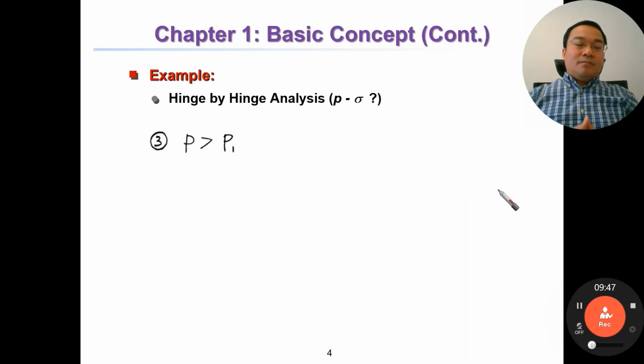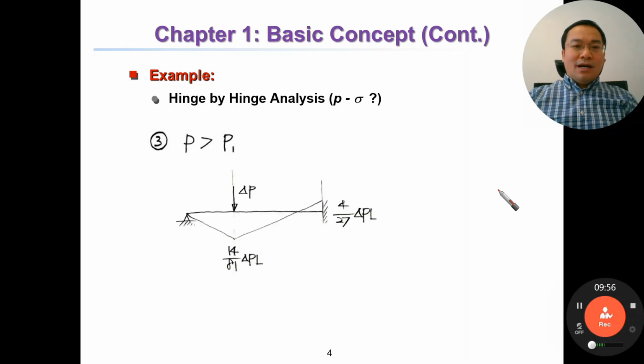Next step, when P is increased beyond P1. Now we will use the ΔP approach. So ΔP equals P minus P1. Okay, P minus P1 equals ΔP. Because we assume this section is a hinge, a plastic hinge, so we just use ΔP.